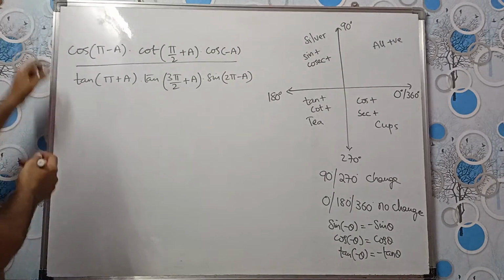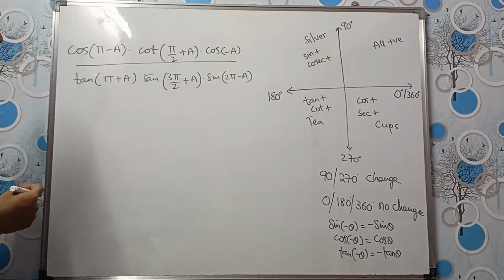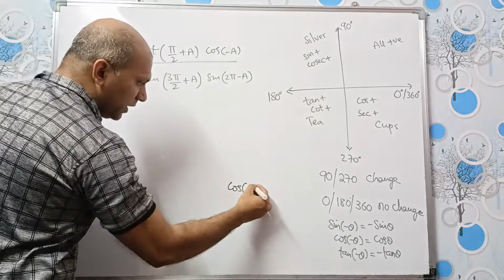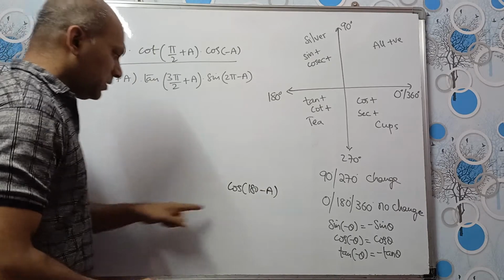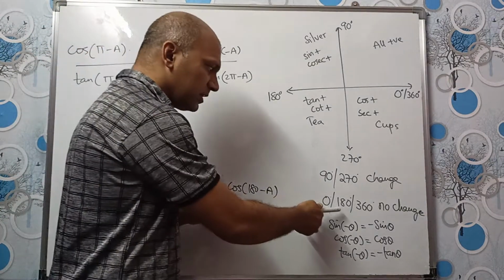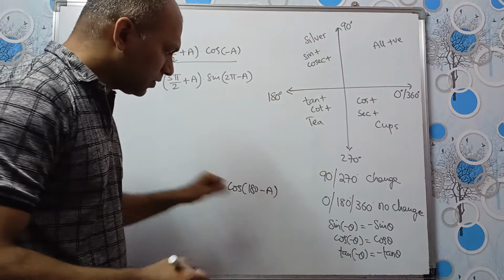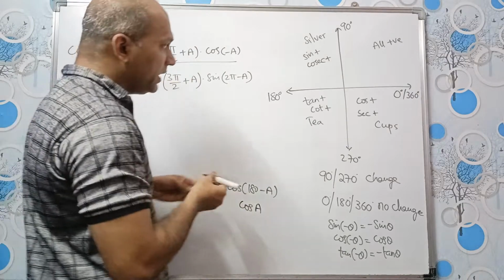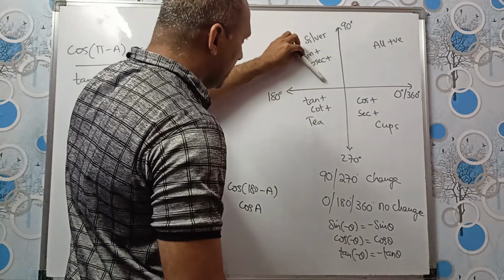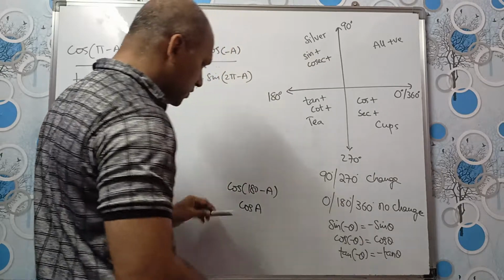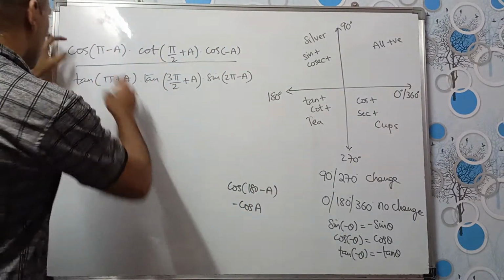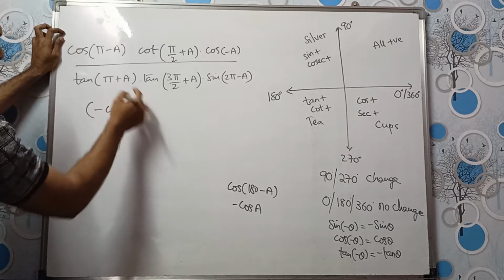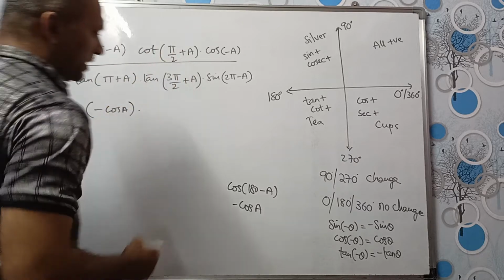Now cos(pi minus a). See, pi is 180, right? So what will be cos(180 minus a)? At 180, do you think the ratio will change? There is no change in the ratio, so cos will remain cos. So this is cos A. 180 minus A will lie in the second quadrant, which means cos will be negative. So this is minus cos A. So cos(pi minus A) is minus cos A, multiplied by cot(pi by 2 plus A).